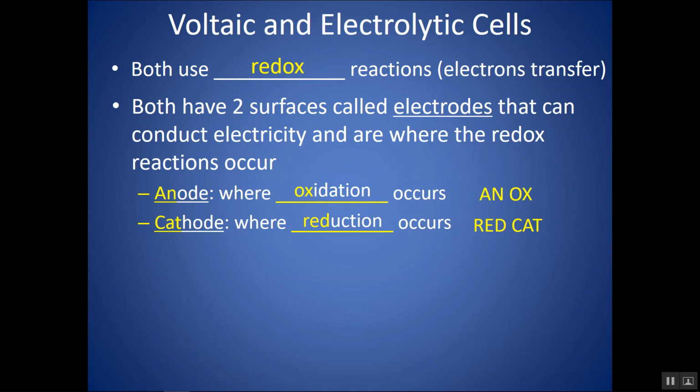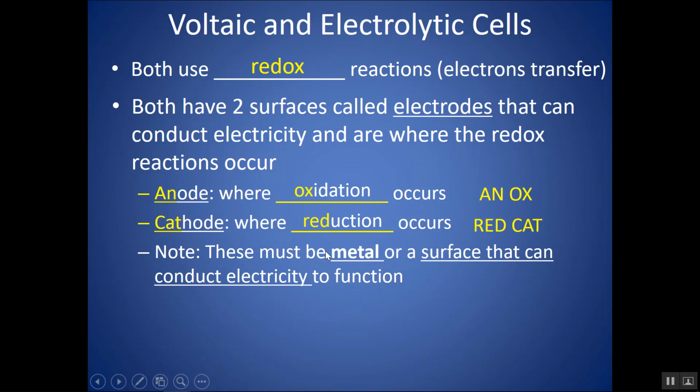It might just literally be the surface it takes place on. So that's why I'm not saying anode is oxidized, the cathode is reduced. It's where the oxidation occurs. Cathode is where the reduction occurs. It's a piece of something that conducts electricity, typically metal, and where these actual half reactions are happening. So these must be some type of surface that conducts electricity.